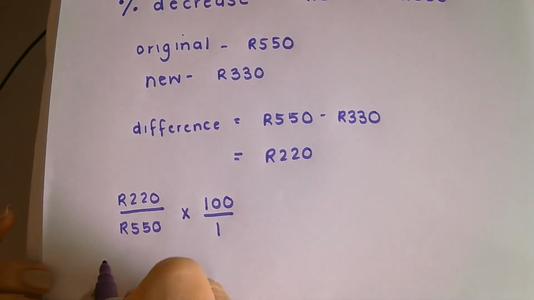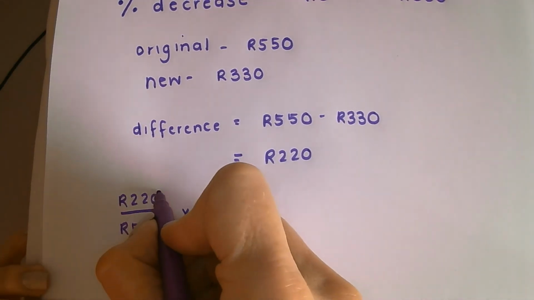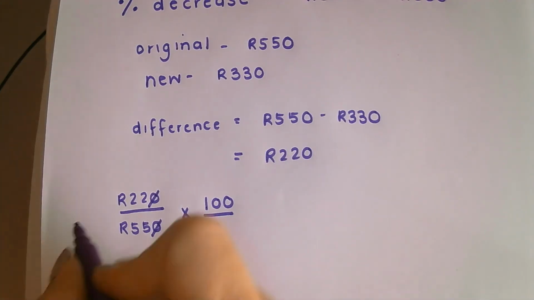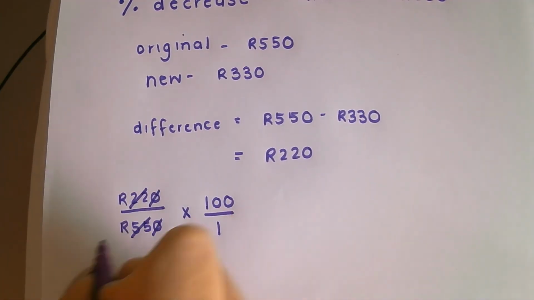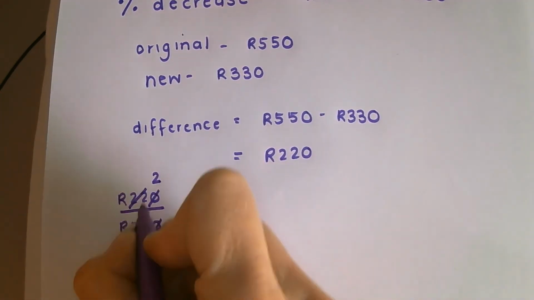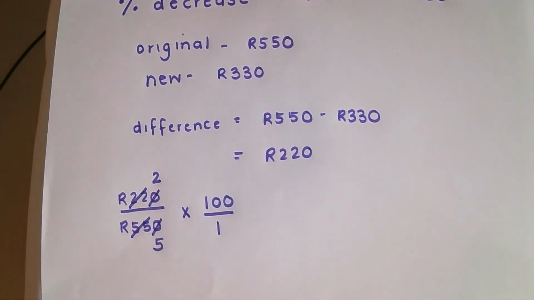Okay, let's go quickly here. I can see I can divide by 10 top and bottom and take away my zeros. I can also see that 22 can be divided by 11, and so can 55. So 22 divided by 11 is 2, and 55 divided by 11 is 5. And we're left with 2 over 5 times 100 over 1.